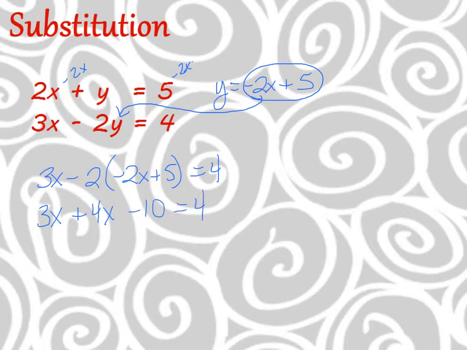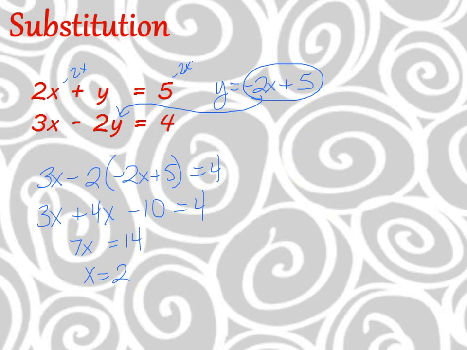Now what I've managed to gain here is that I only have one variable now. In those other two equations I had two variables, but by substituting in I've eliminated that y value and now I only have an x. All right, I'm going to add that 10 to the other side and then divide by 7. Works beautifully. I got x to be equal to 2.